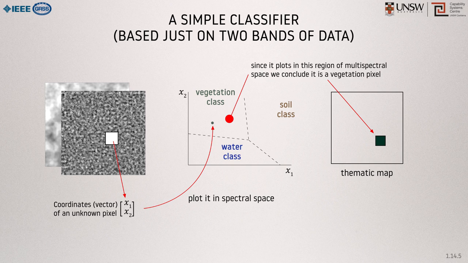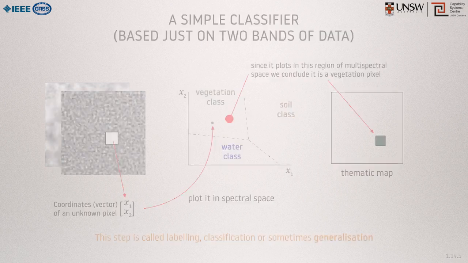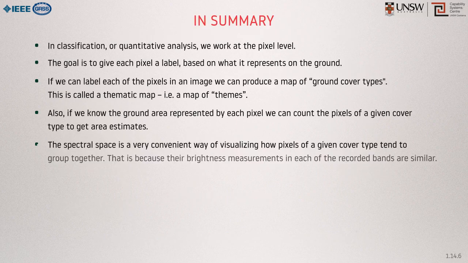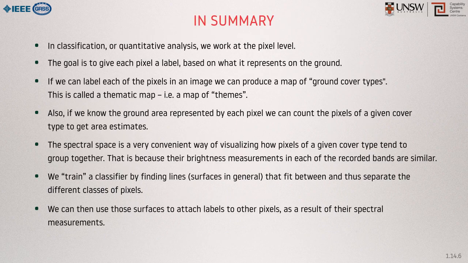As we noted, the step in the previous slide was called training. This second step is called classification, labelling, or sometimes generalisation. In summary, classification or quantitative analysis is a two-stage process. The first is understanding the structure of the spectral space by using sets of training pixels. The second step is to use the results of the training to enable us to add labels to pixels we do not yet know about.